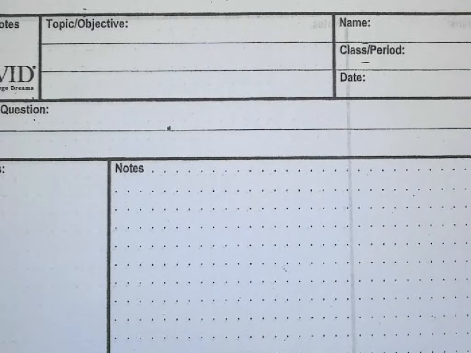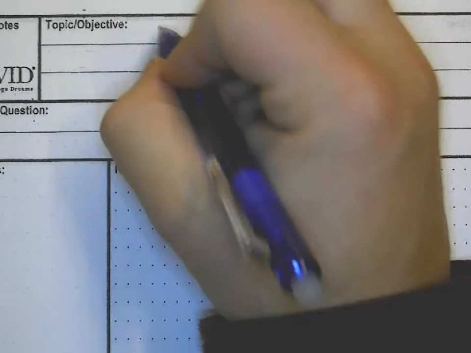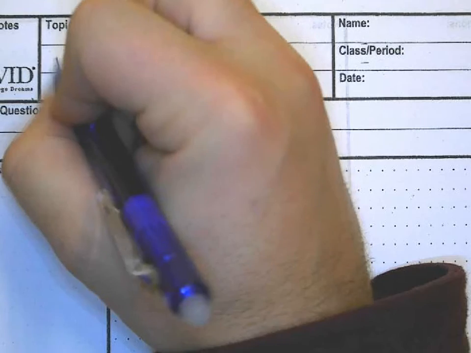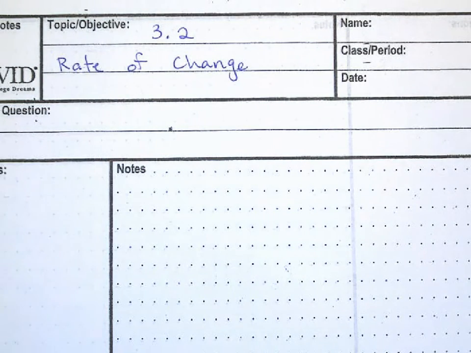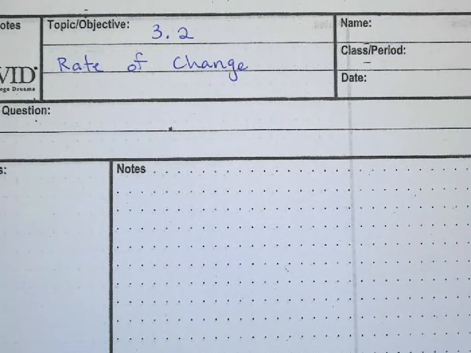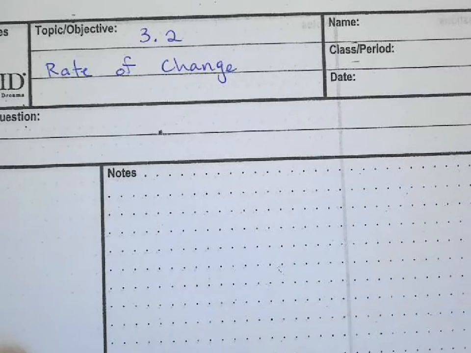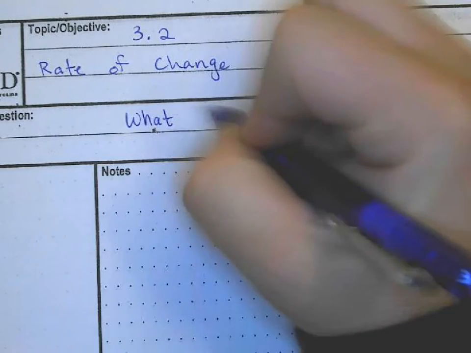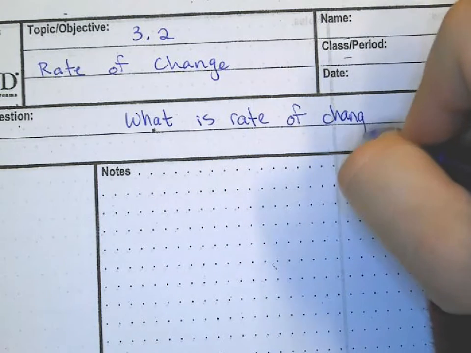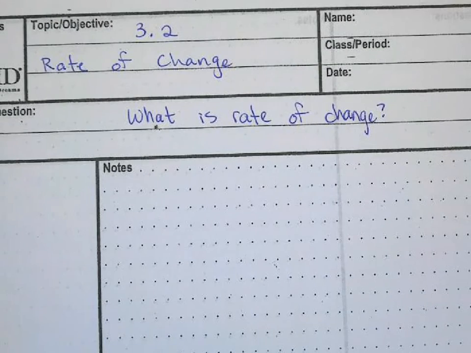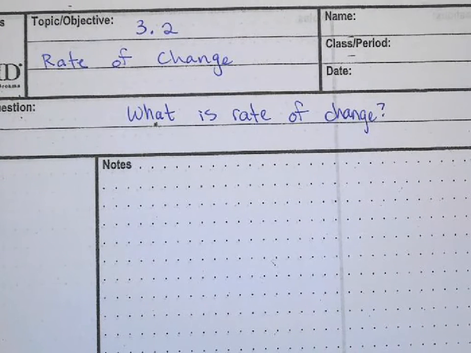In this video, we're going to be looking at section 3.2, rate of change. So our central question will be, what is rate of change?